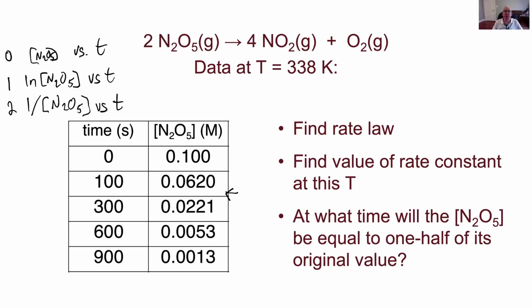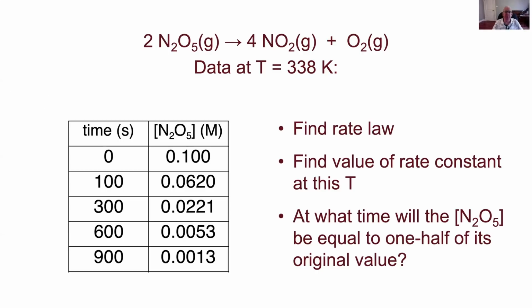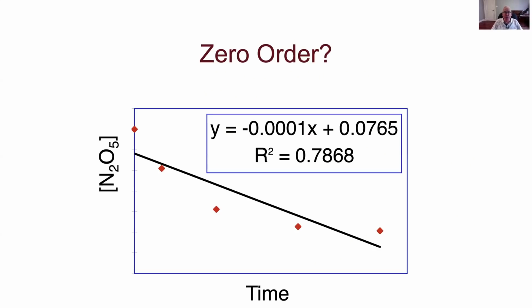So I happen to have made those graphs. I did them in Excel and slapped them in here. So let's take a look. This is my 0 order plot, the concentration of N2O5 versus time. I didn't put any units on the graph, which is a little bit weird, but if you look at that graph, you can see that it's pretty obviously not a line.